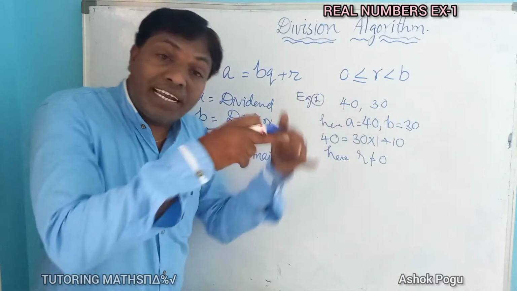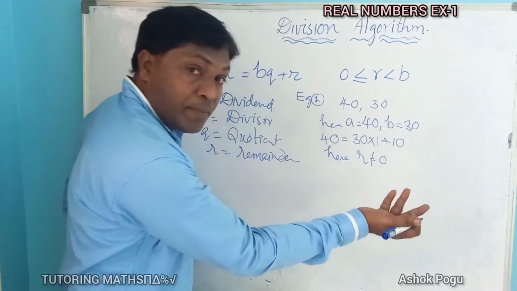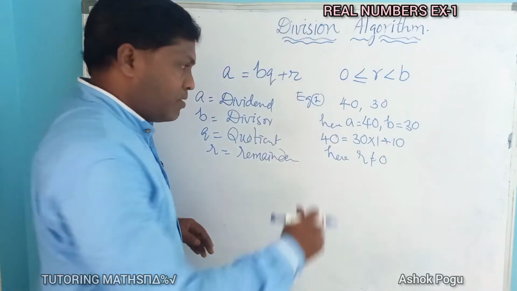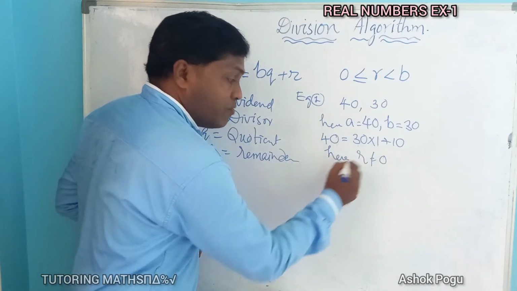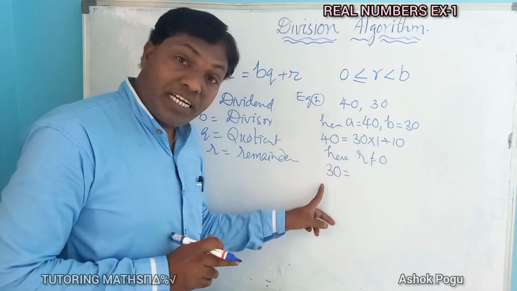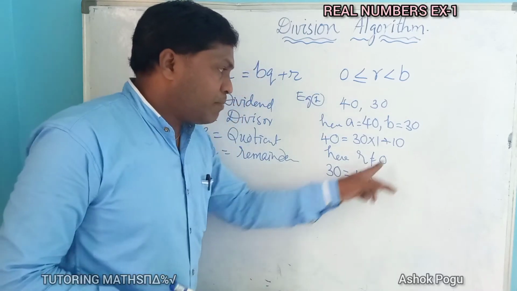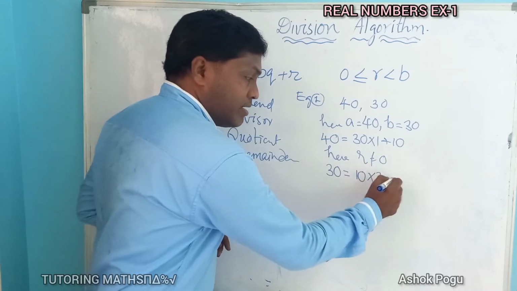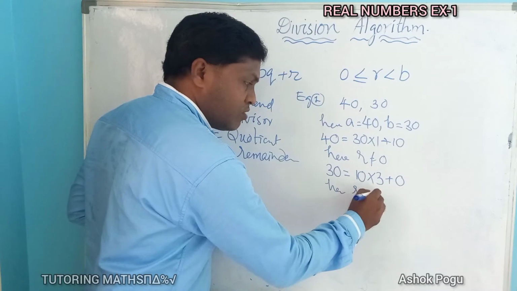We continue the division lemma for the remaining two numbers. What are the remaining two numbers? The remainder and the divisor. Now the divisor becomes the dividend and the remainder becomes the divisor. Now check by the 10 table: 10 threes are 30, which means no remainder. Here r is equal to 0.